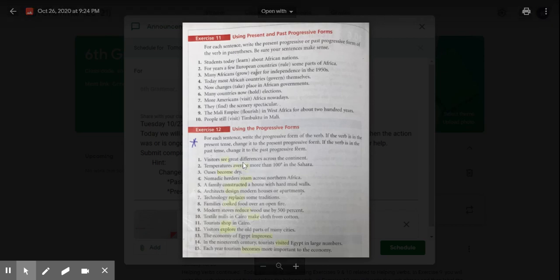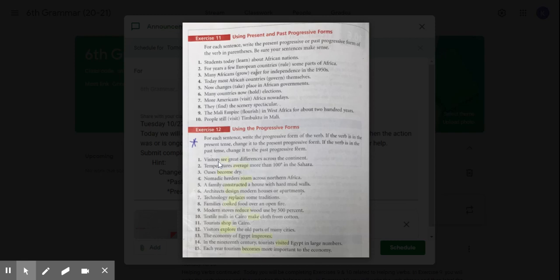For exercise 12, it's very similar, but it's a little different. It says for each sentence, write the progressive form of the verb. If the verb is in the present tense, change it to present progressive. If the verb is in the past tense, change it to past progressive.